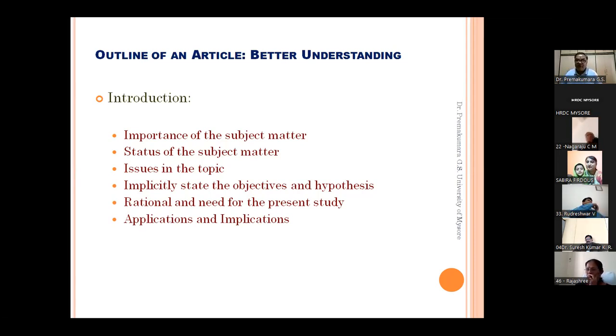Why? Because now you are largely talking about crony capitalism. So in the background of crony capitalism, why is inequality becoming more important today than before? So that status has to be written. What is the current status of the subject that you are discussing? And then the next issues in the topic.